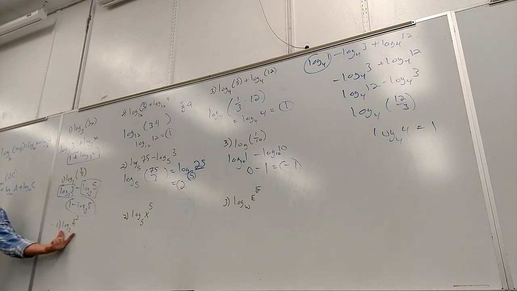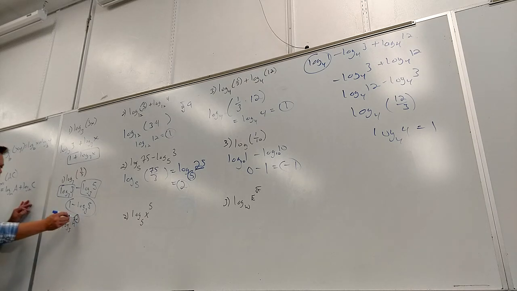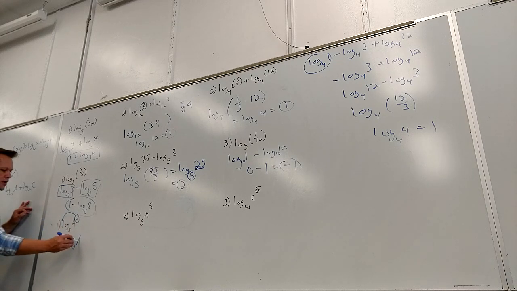All right, now, finally, this last rule. If the inside is to a power, I could just bring that power down. So hopefully it makes sense why, but the actual working of it is easy. So that 2 can come down, and this is now 2 log 3, 8.